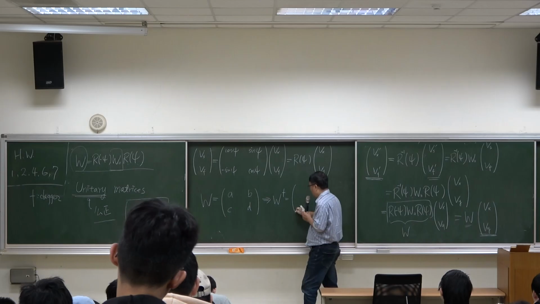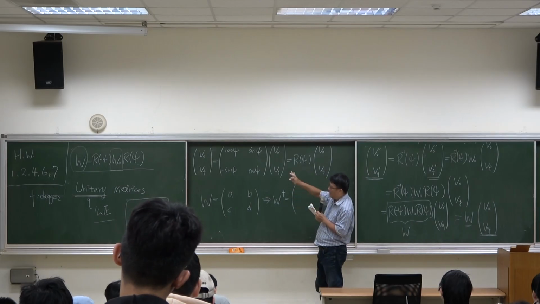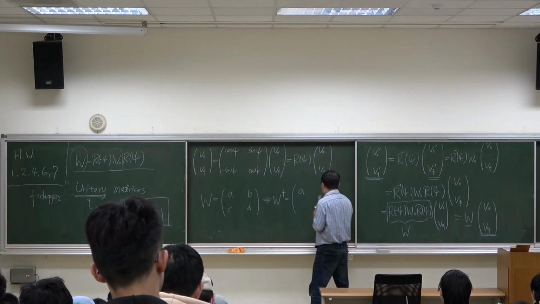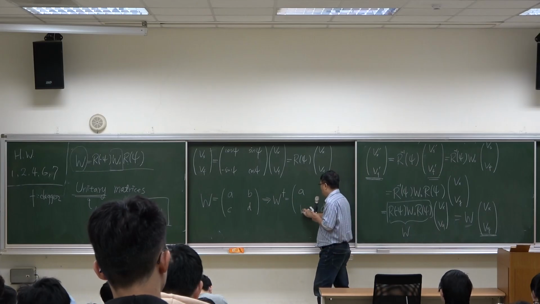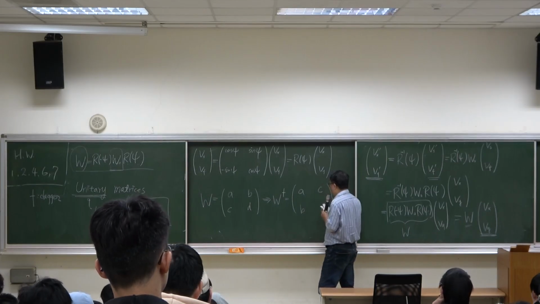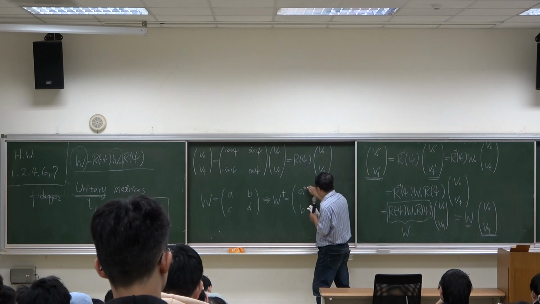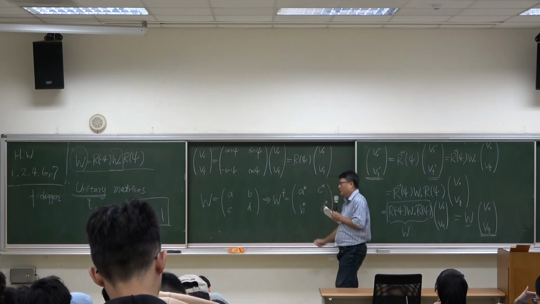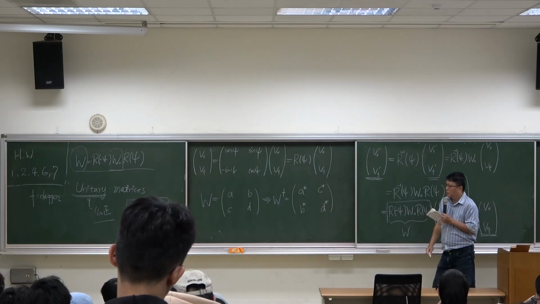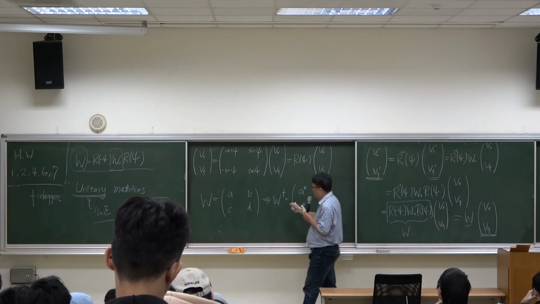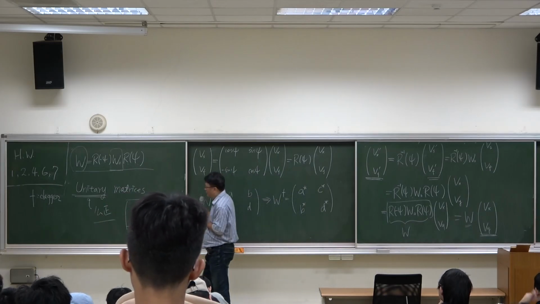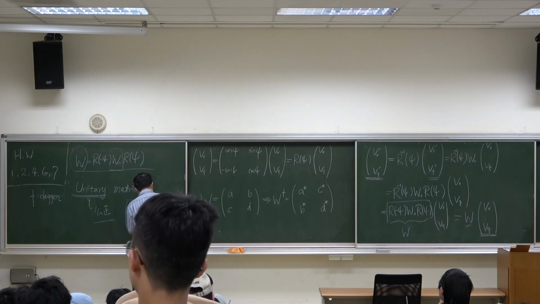W dagger is that transpose and complex conjugate. Transpose means A, D, B, C, and the complex conjugate. So this W matrix has this property.